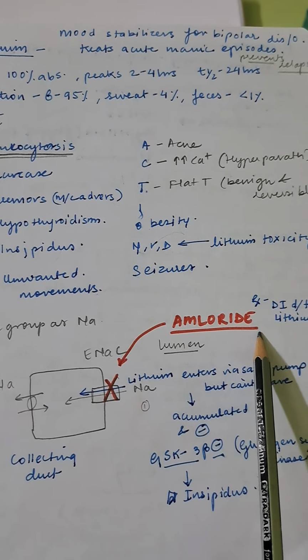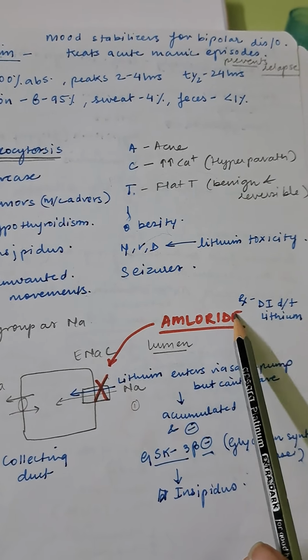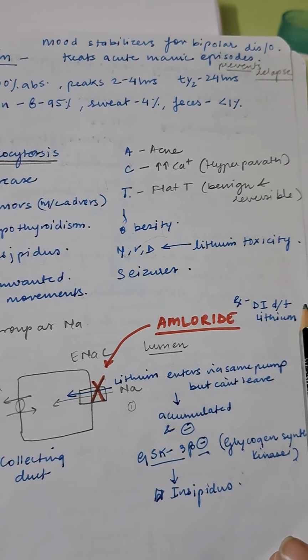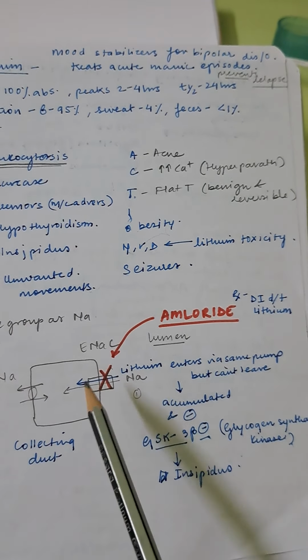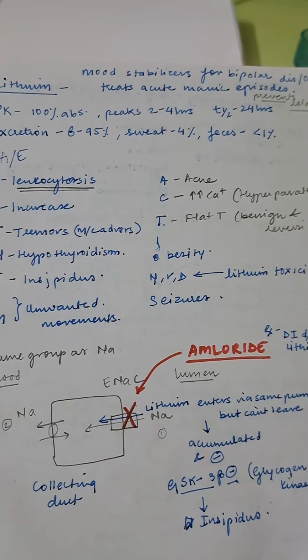Now, amiloride is one drug which is used to treat diabetes insipidus due to lithium. So it will block this channel and prevents accumulation of lithium.